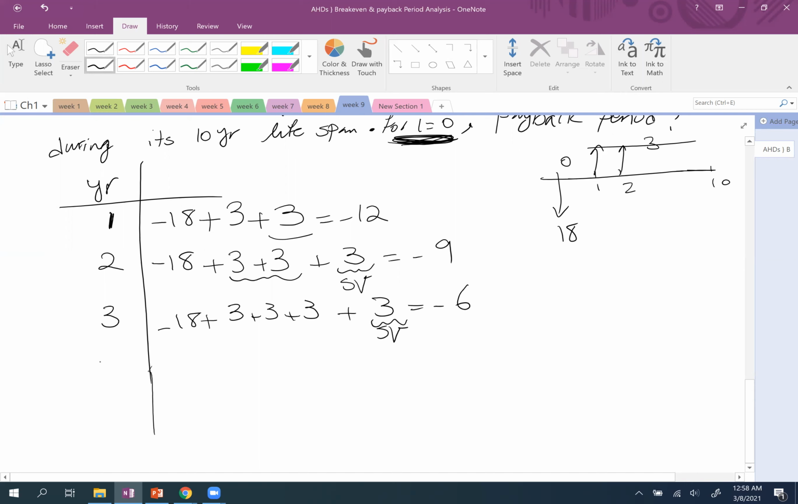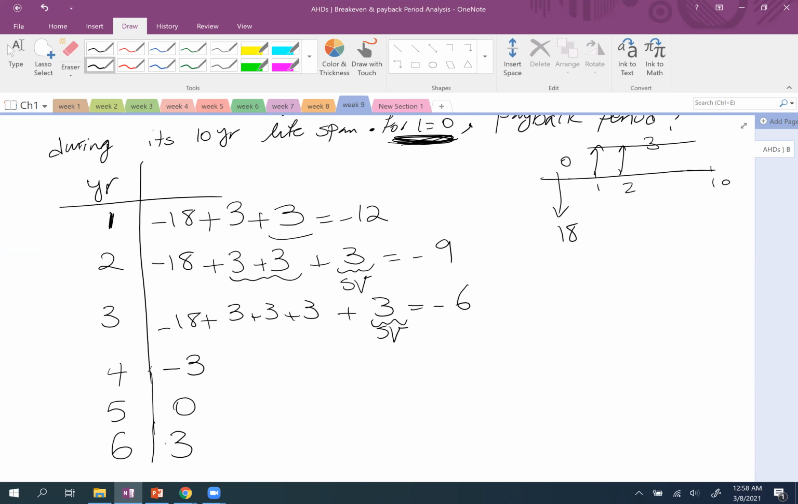If I want to keep it for 4 years, if you do the calculation, you will see it will be negative $3 million. If I want to keep it for 5 years, you will see that my total net cash flow will be equal to 0. If I want to keep it, for example, for 6 years, the net cash flow will be equal to 3.